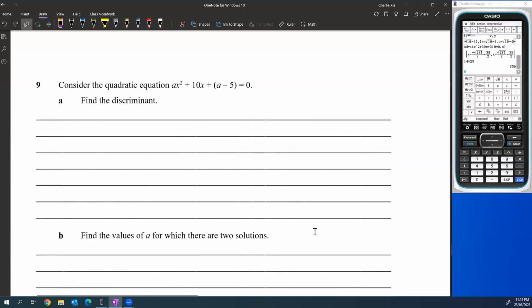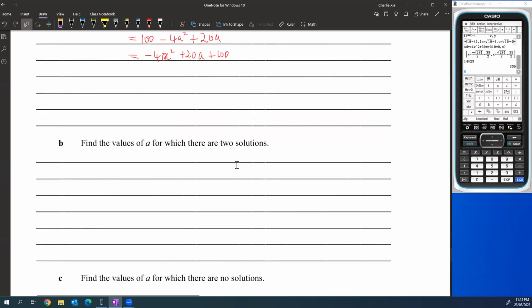All right, next one, question 9. Find the discriminant. Delta equals 10 squared minus 4 times a minus 5. If c is your last term, and the last term is an expression, so that would be 100, take away, expand the bracket, it would be 4a squared plus 20a. So usually we write it in standard form: negative 4a squared plus 20a, and have your number at the back. All right, so that is your discriminant.